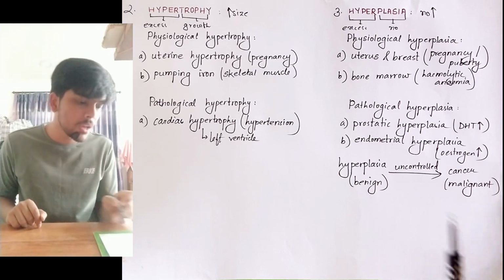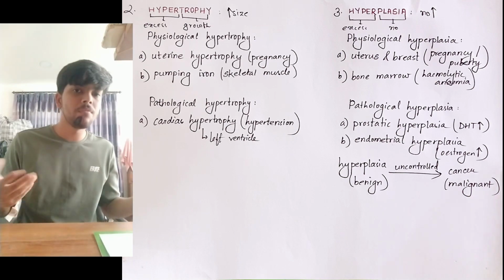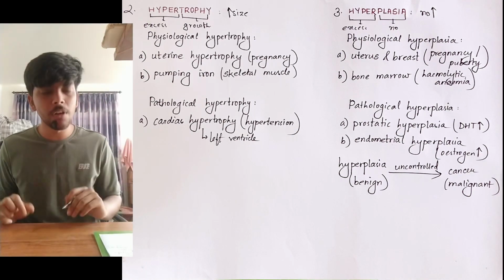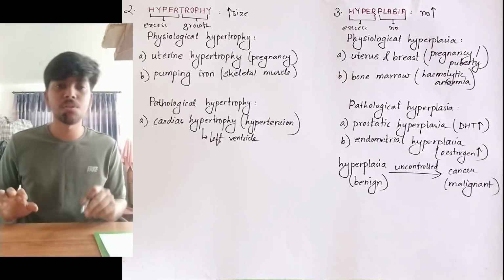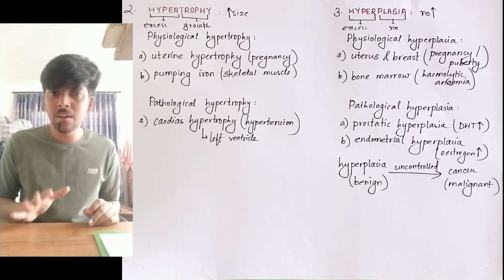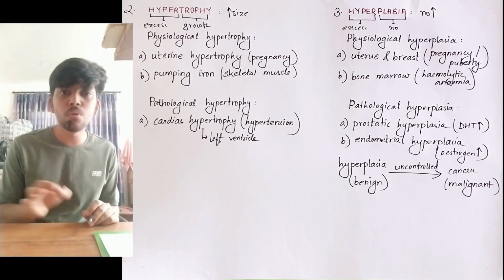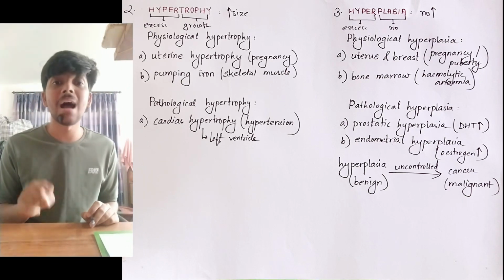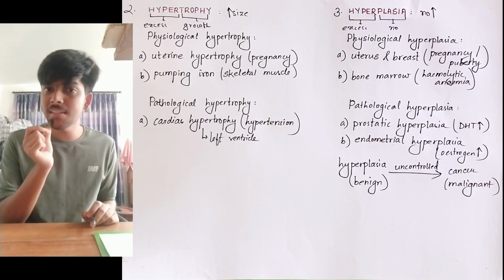Let's suppose we are talking about endometrial hyperplasia. The endometrial lining is proliferating. There is a hyperplasia of endometrial lining due to the excess secretion of estrogen. Even in this condition, the process is still under control, but let's say the process gets out of hand or out of control, then this leads to carcinoma of endometrium, which is a cancer, and it is malignant.